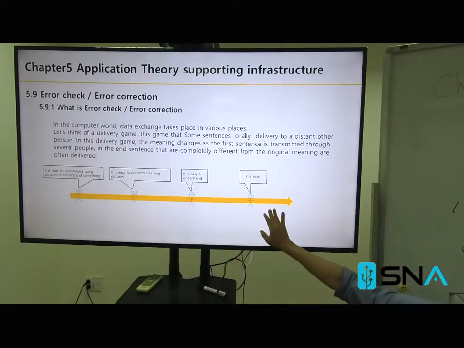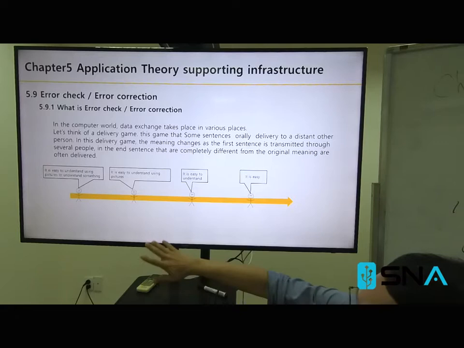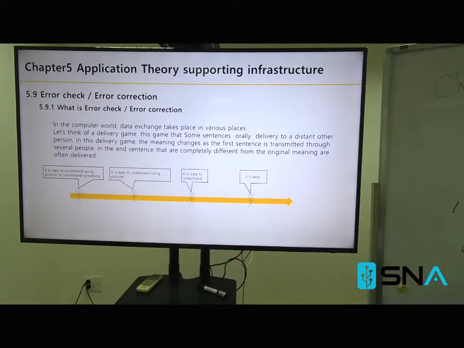For example, this one. It is easy to understand something using a picture. Yeah, a picture is easy to understand. But the second time, it is easy to understand using a picture. The third time, it's easy to understand. The last time, it's easy. Just disappear. So watching a picture or anything is just easy.